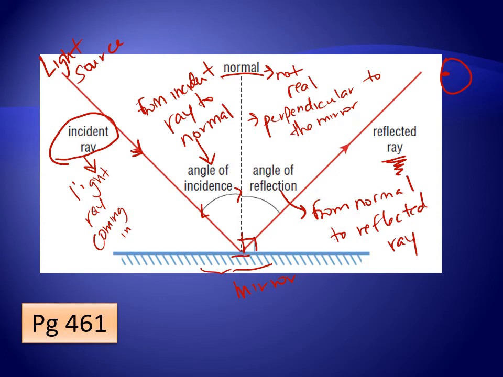So again, to repeat, the incident ray is the light ray that comes in and it hits the mirror. The reflected ray is the light ray that bounces off the mirror. The angle of incidence is the angle that the incident ray makes with your imaginary normal line that you're always drawing perpendicular to the mirror. And the angle of reflection is the angle that the reflected ray makes with the normal.